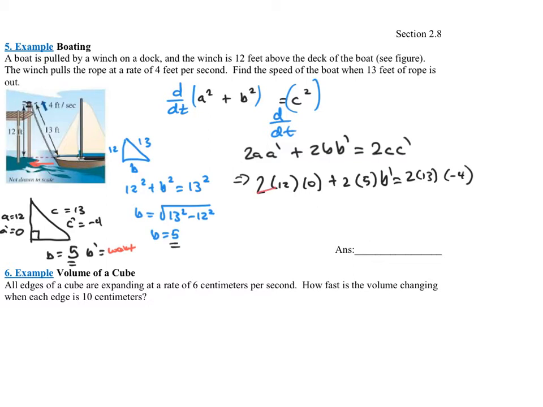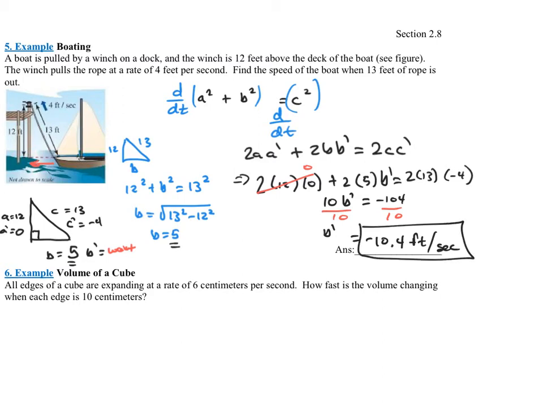So what's 2 times 12 times 0? That's just 0. 2 times 5 times B prime, that would be 10B prime. 2 times 13 is 26. 26 times a negative 4 would be a negative 104. I divide both sides of this by 10. And what do I get B prime to be? B prime here would be negative 10.4. What's the rate of change? Well, it's distance by time. So distance is feet, time is measured in seconds. So that'd be negative 10.4 feet per second.